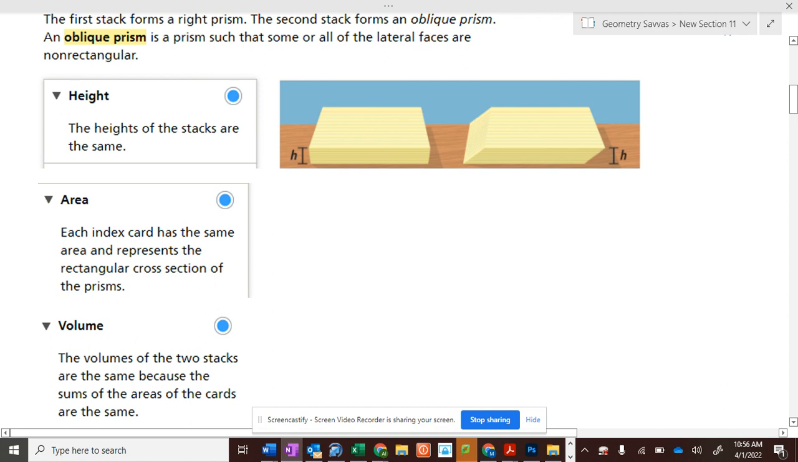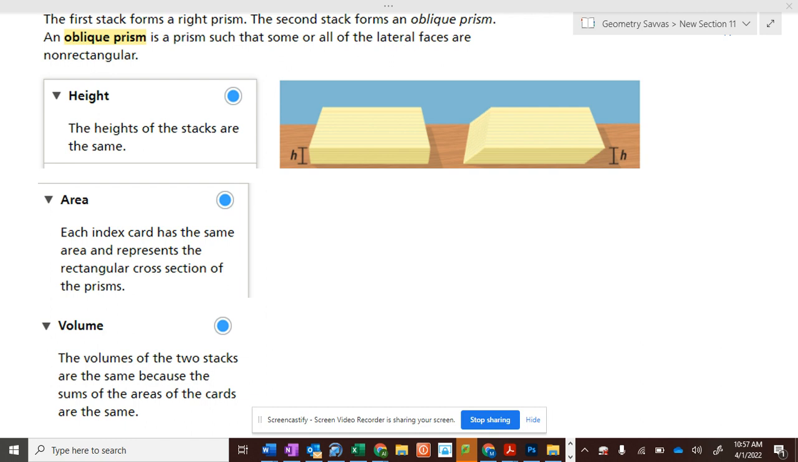The volume of a leaning prism is the same as the volume of a straight up and down prism, as long as they have the same base areas and the same heights. Okay? So, we're not going to do vocab this chapter because this is the only section really with vocab. So, all right.